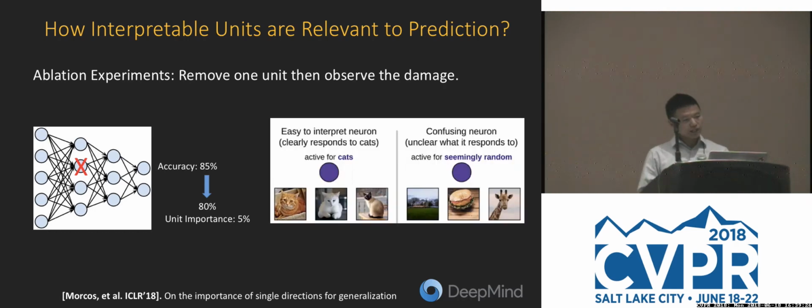Right now, we can either remove the easy to interpret units, or remove the confusing units. Easy to interpret units are those units that are selective to some patterns, such as a cat, while confusing units seem to respond to random patterns. So they can try to remove different units and see how it affects the classification.